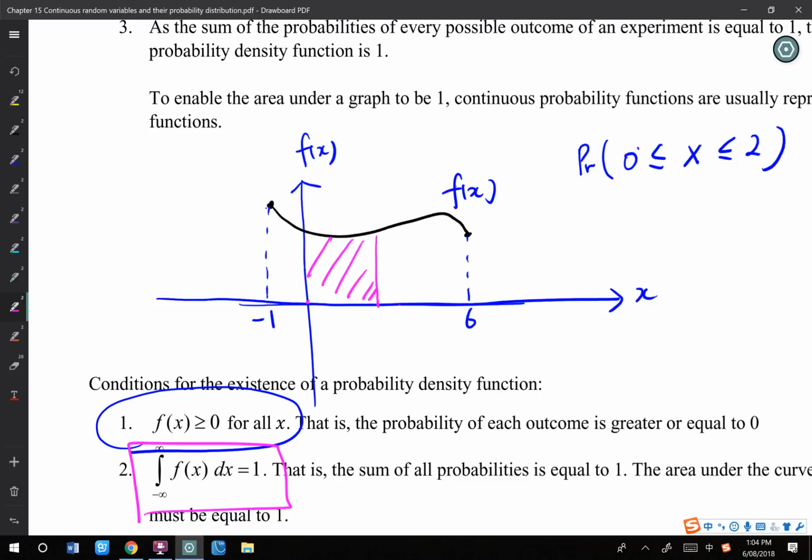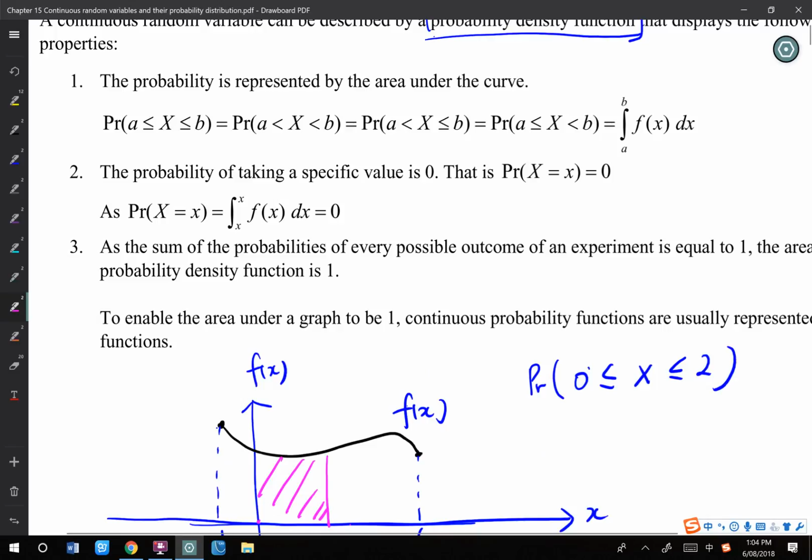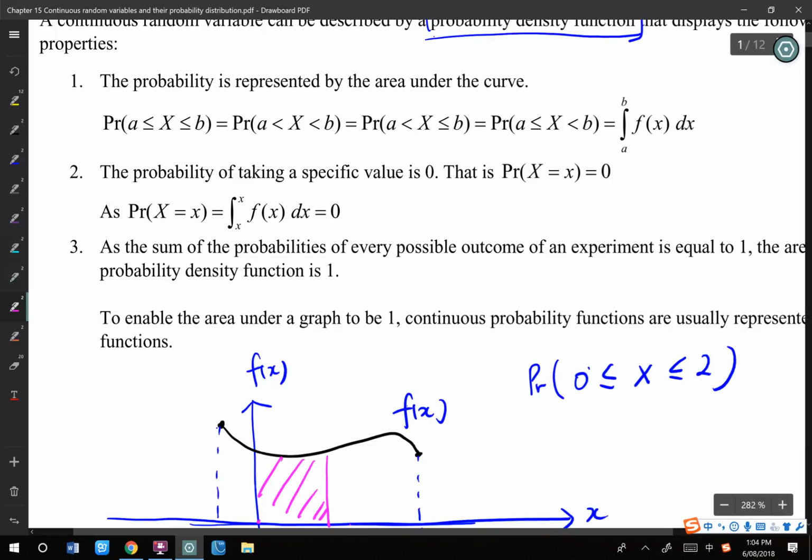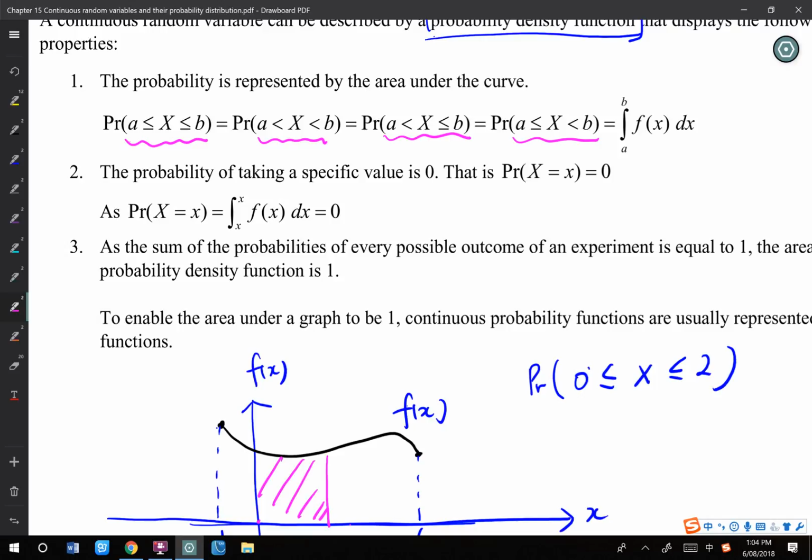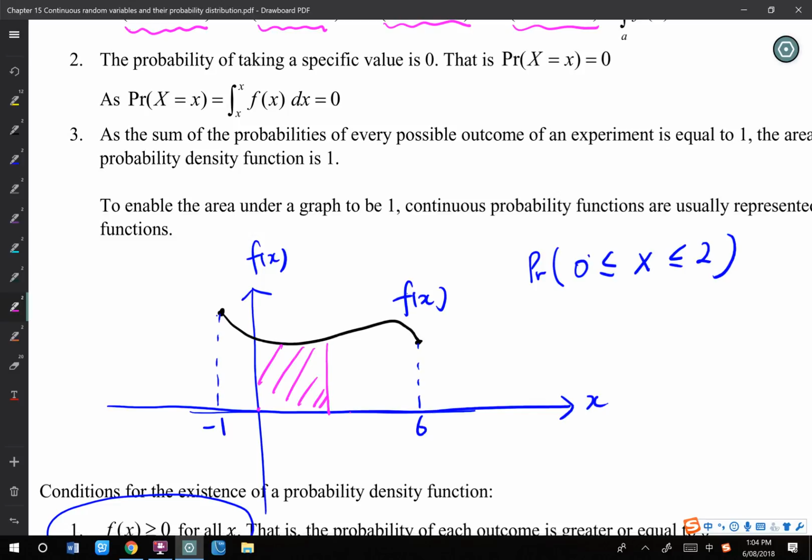The second thing is really, really important. Can you see when we take greater than or equal to a, not equal to b, not equal to a but equal to b, equal to a but not equal to b? It doesn't matter whether we take the endpoint or not. It's the same thing, because I'm talking about the area between a and b. I'm not taking the value of a or b. There's no area on that point, so whether we take the endpoint or not, we have the same probability.